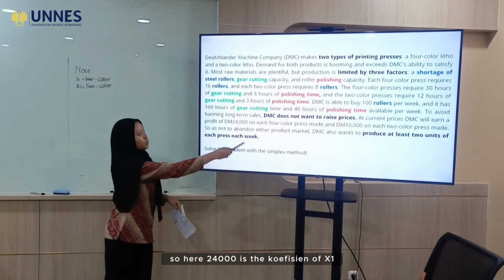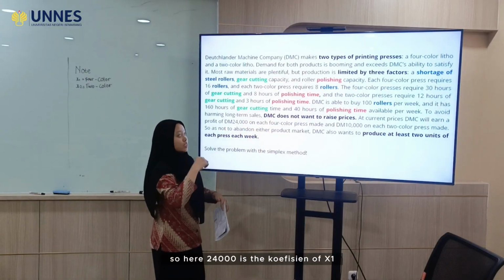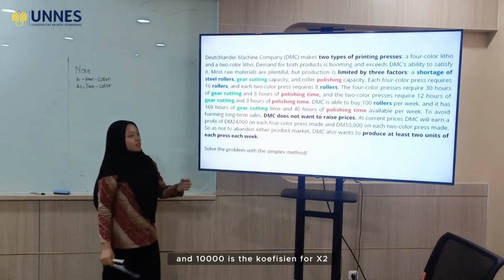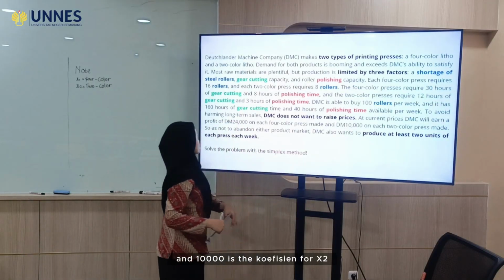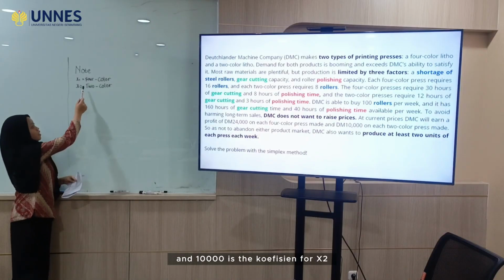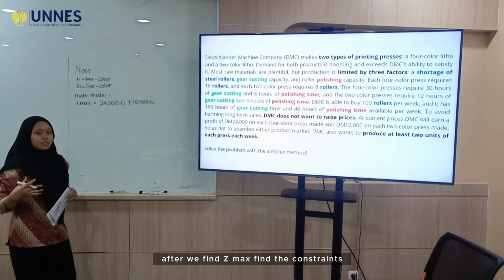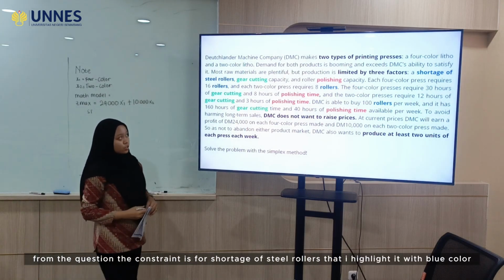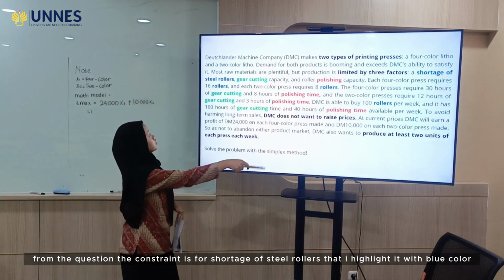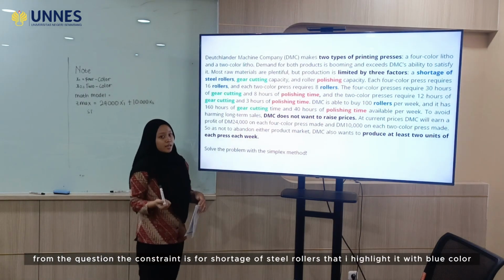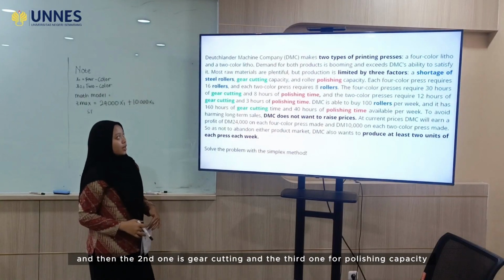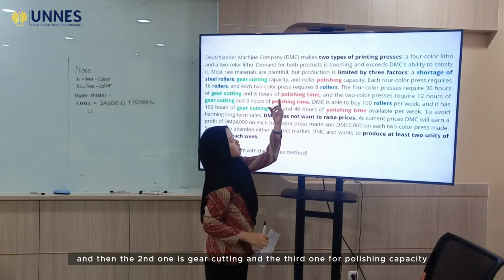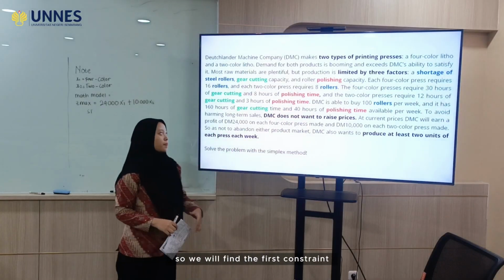So here, 24,000 is the coefficient for x1 and 10,000 is the coefficient of x2. After we find the objective for SIMPLEX, find the constraints from the question. The first constraint is for the shortage of steel rollers that I highlighted with 2 colors, the second one is for cutting, and the third one is for the roller polishing capacity.